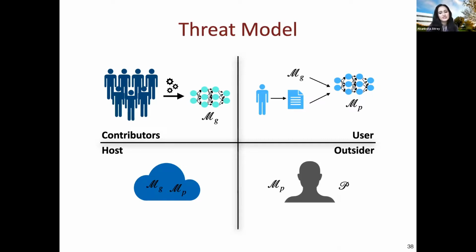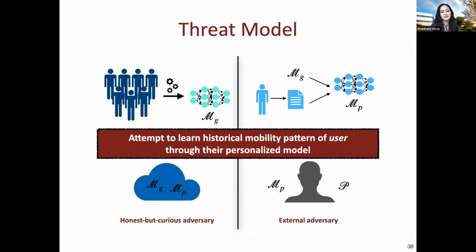The host can be an honest but curious adversary, where they're doing the right thing, but maybe they're just trying to know a little bit more about the user. And there you can also have an external adversary. The goal here is to learn historical mobility patterns of users through their personalized models.